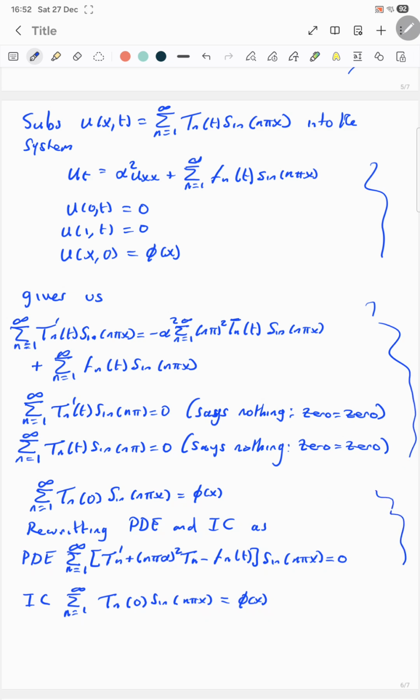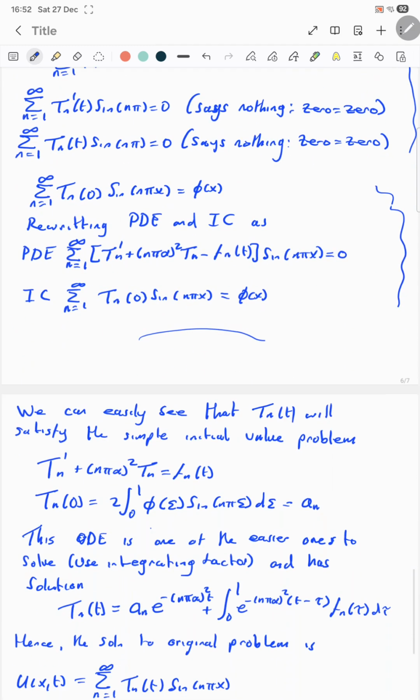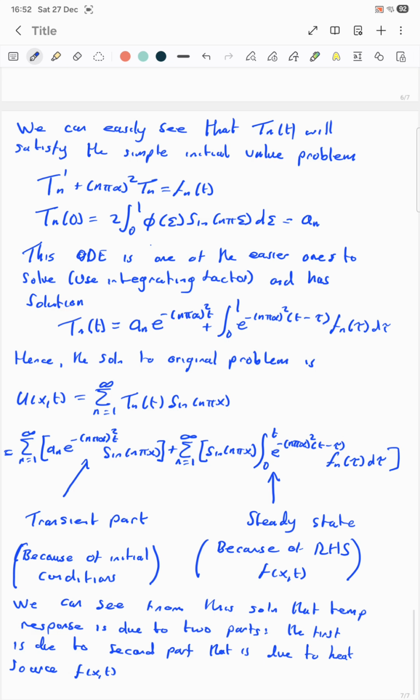And so on, plugging in the values and initial conditions, rewriting the PDE and initial conditions as this term. I'm sure you can follow the algebra here. Now we can easily see that T n of t will satisfy the simple initial value problem given here. This equals our a n term. This ODE is one of the easier ones to solve using the integrating factor and has the solution given here. Hence the solution to the original problem is this.